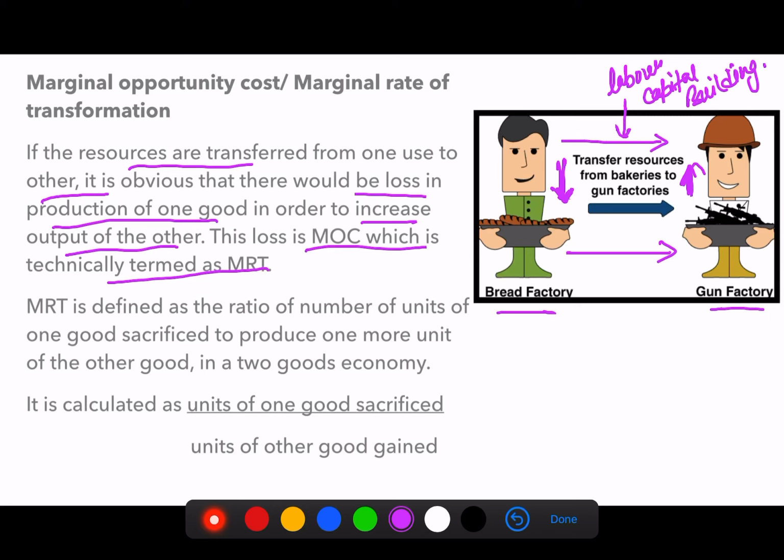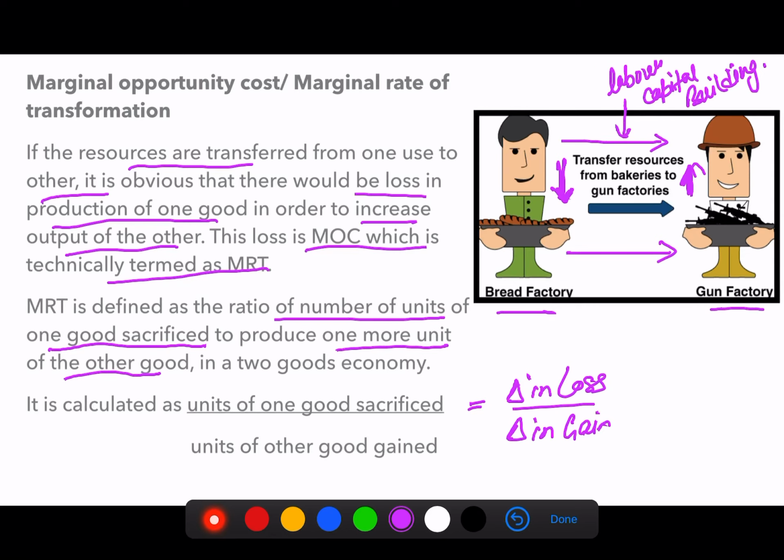So MRT is a ratio of the number of units of one good sacrificed to produce one more unit of the other good in a two-goods economy. The formula for MRT is units of one good sacrificed divided by units of the other good gained. Or we can also write it as change in loss divided by change in gain.